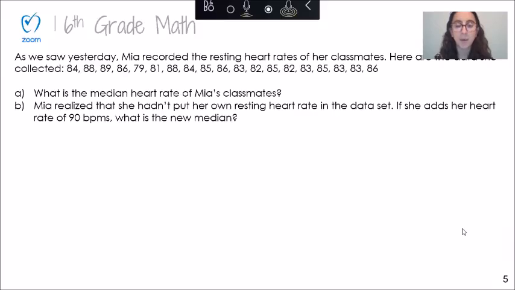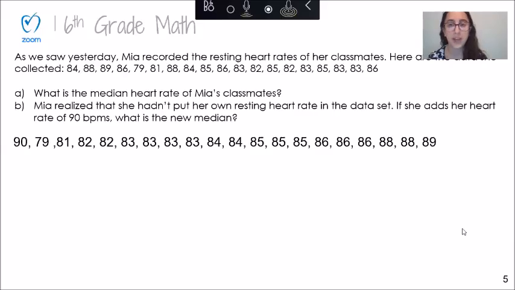Mia now needs to add one more data point, and that data point is 90. And now we're trying to find our new median. So I'm going to write my data set and add 90 to the data set just like you see here. Do you agree that that should be the first step I take when solving part B?